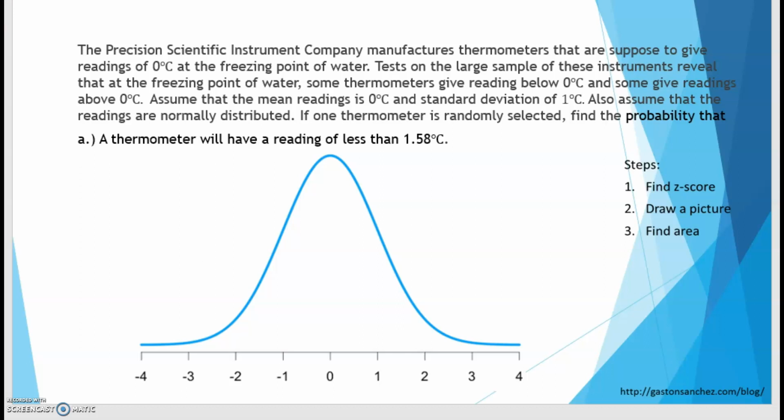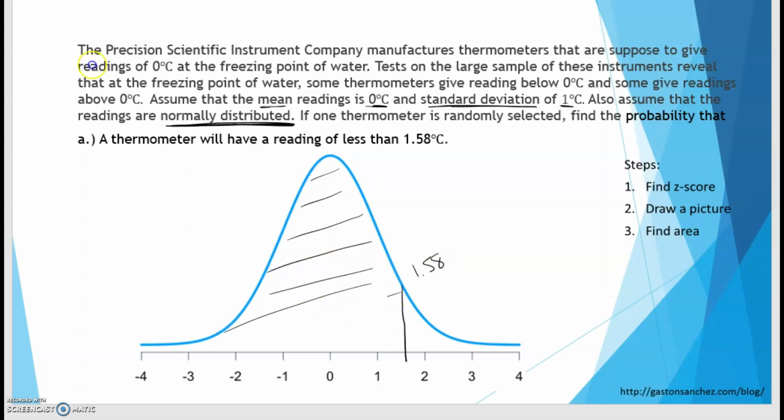Okay, so I've got a mean of 0, a standard deviation of 1, and I'm looking at a normal distribution. The problem is I want a reading of less than 1.58. So we'll say that 1.58 is about here. That'd be 1.58. And I'm looking for less than that number, so I need this area.